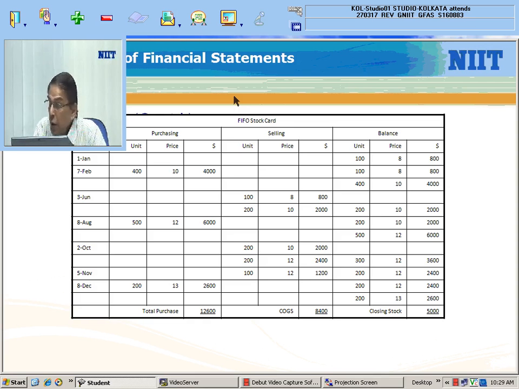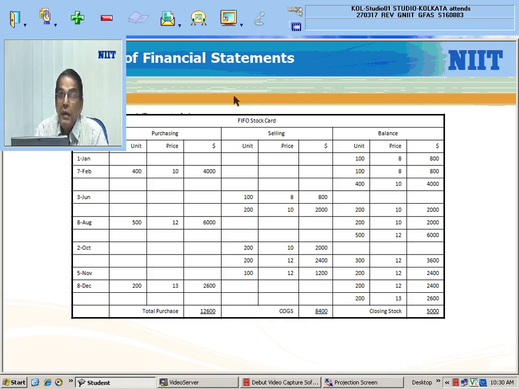Okay. So this is how the FIFO stock card, the perpetual inventory system, is maintained. So detailed recording is maintained in the stock card whenever a sale or purchase takes place, so that at any point of time, if you ask what is the value of the inventory on 5th of November, immediately you have the answer, the value of the inventory was 2400. If you want to know the value of the inventory on 3rd of June, it was 2000. So when a perpetual system of inventory is maintained, the value of the inventory can be determined at any point of time.